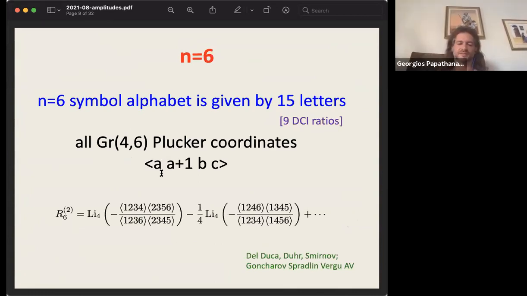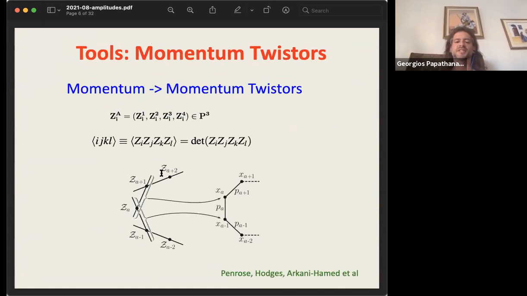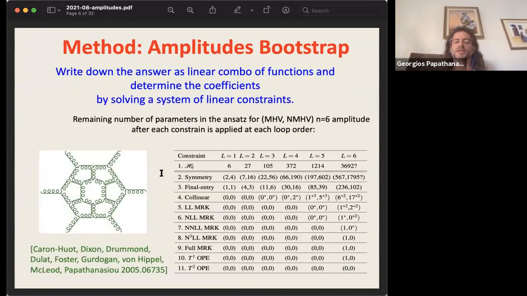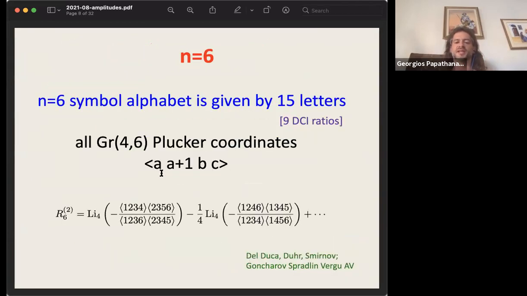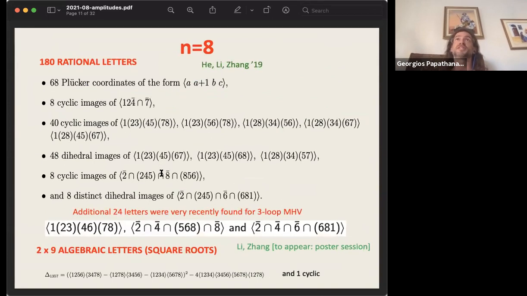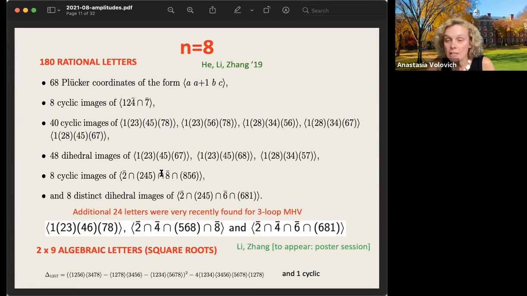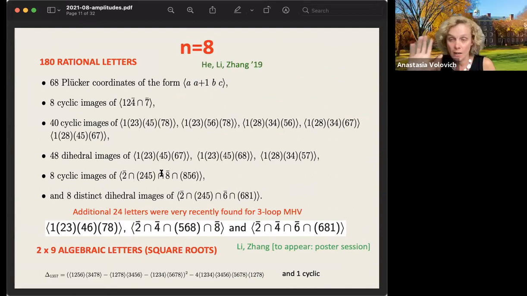If I recall correctly, you can look at Plabic graphs and investigate which of those reproduce a known alphabet. But then are you saying that if one looks at, I don't know, all Plabic graphs of intersection number 2, one gets all square root letters? Yeah, eventually, we don't have that yet, but eventually there will be a rule for which Plabic graph to take to get these letters.